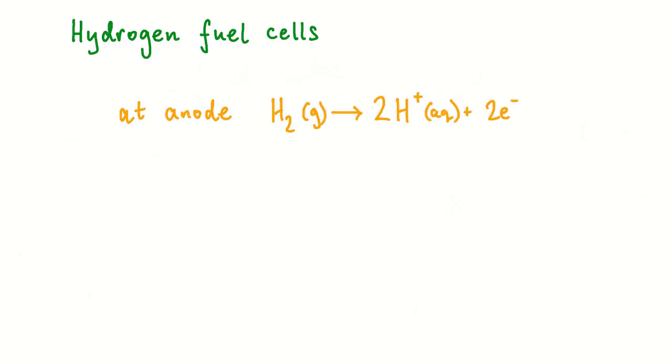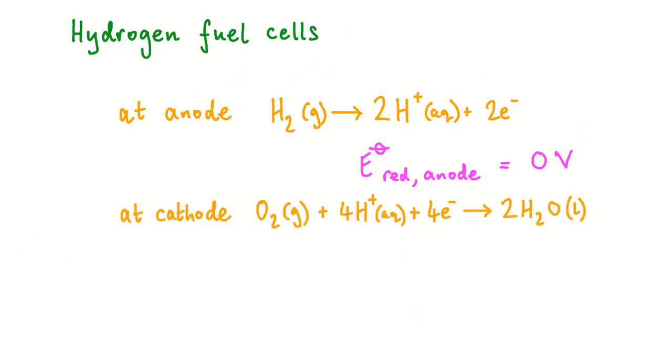At the anode, hydrogen gas is oxidized. Hydrogen ions and electrons are released. The standard reduction potential for this process is 0 volts. At the cathode, we saw that oxygen gas gains electrons and reacts with hydrogen ions to produce water. The standard reduction potential for this reaction is positive 1.23 volts.